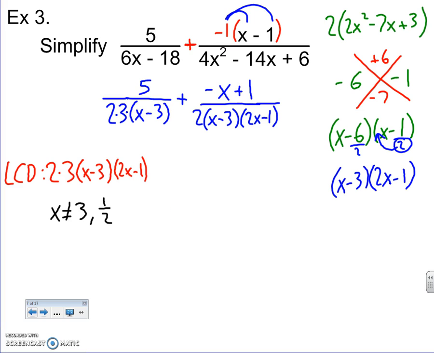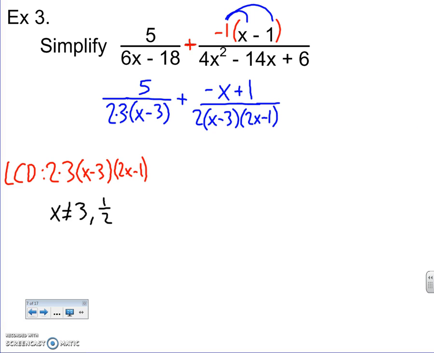All right, after we found our LCD, we've got to fix all the fractions to make them have that same thing. So our first fraction has 1, 2, 3 terms. Our LCD is 4 terms. So I figure out what that one thing is missing. Well, it's missing the 2x minus 1. The second one, it has 3 things. It's missing a single thing. It is missing the 3.